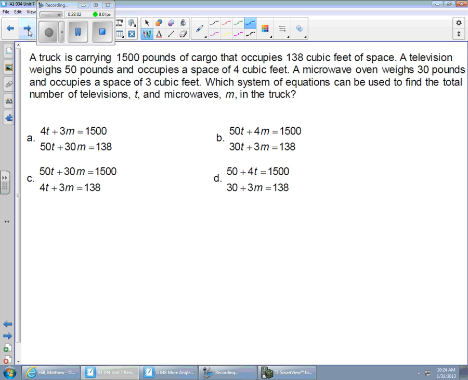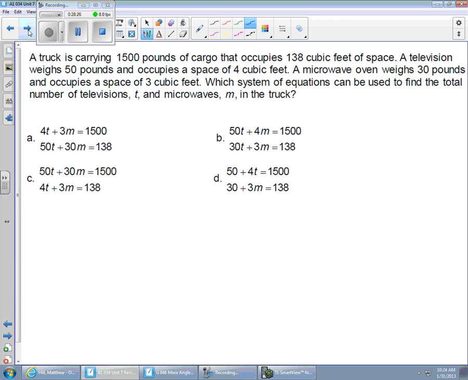A microwave oven weighs 30 pounds, occupies a space of 3 cubic feet. Look at your answer choices. Every single one of them has a 30 and a 3 in it. You can't eliminate any answer choices that way. Which system of equations can be used to find the total number of televisions T and microwaves M in the truck? In order to get this answer, you're going to have to get the right system. We've got to figure out what the problem's asking for.